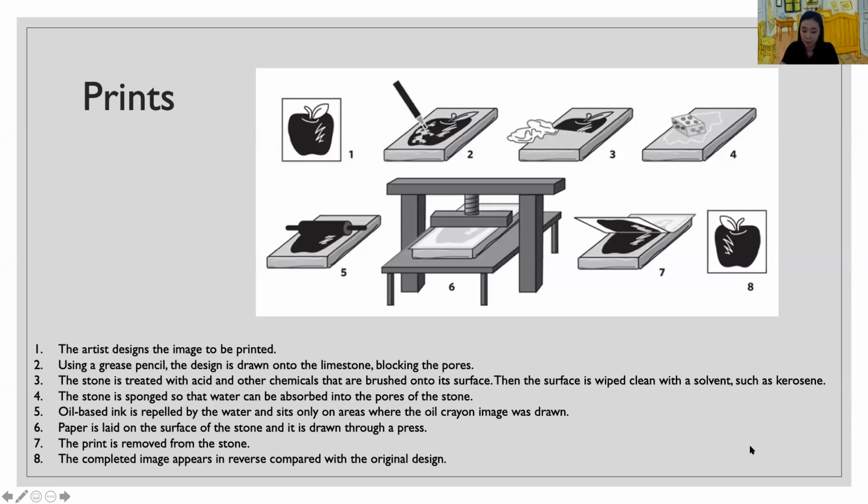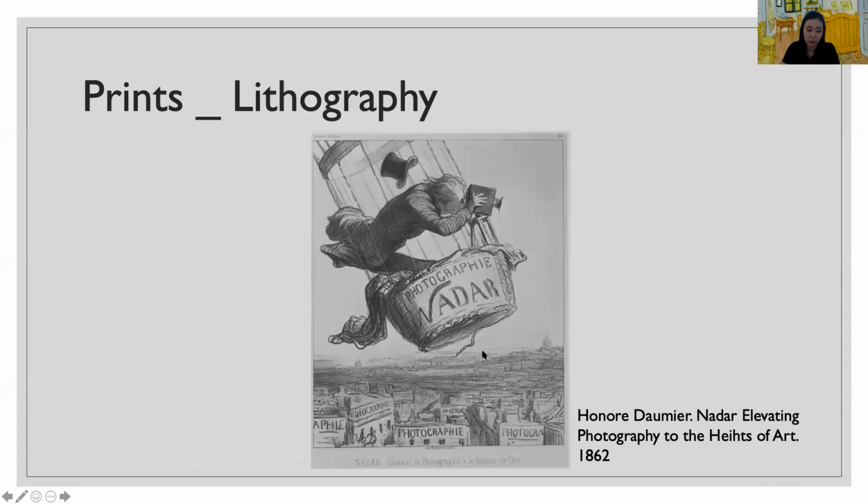Okay, so that was the lithography process, and this is a lithography work. Lithography is a planographic process, which means that the printing surface is totally flat, and it is not raised as in relief or depressed as in intaglio. To make a lithographic print, the artist draws the image on the stone with greasy materials. And when the stone is inked, the greasy ink sticks to the greasy drawing.